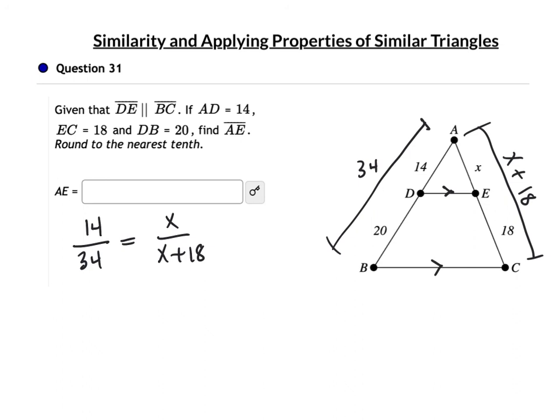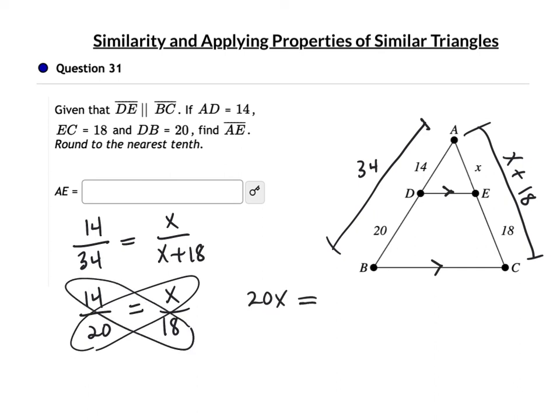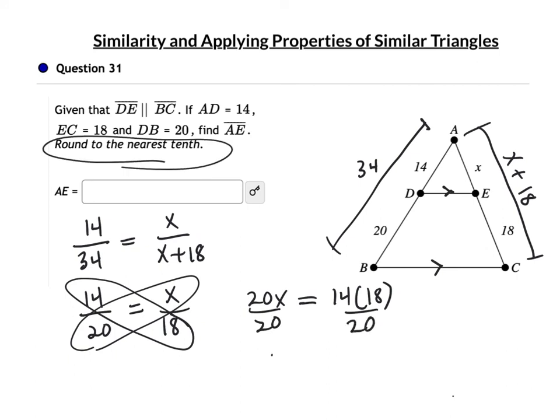Because of those parallel sides, I could just say 14 is to 20 as x is to 18. Cross multiply, 20x equals 14 times 18. We'll divide both sides by 20. It says round to the tenth on this question. Once in a while you get a round, that's one decimal spot. 14 times 18 divided by 20 is 12.6.